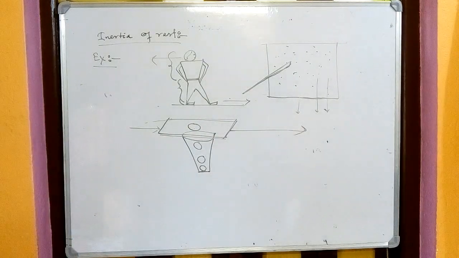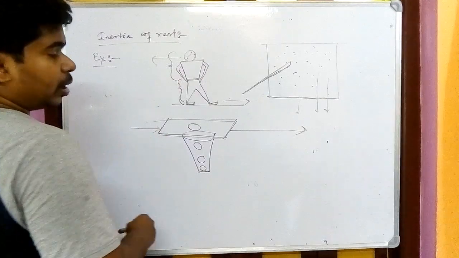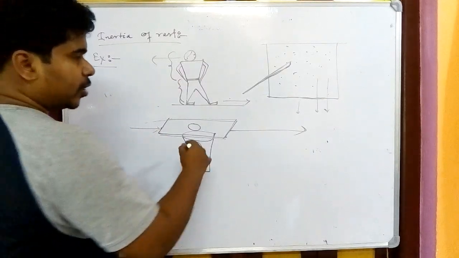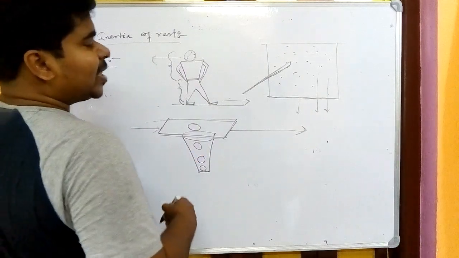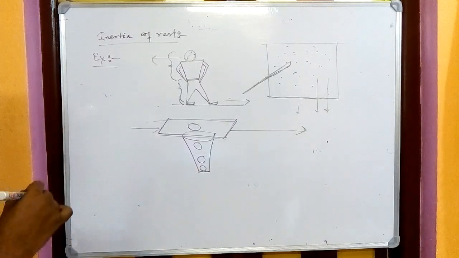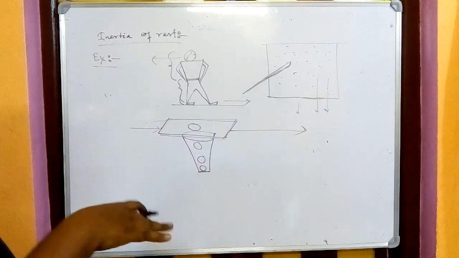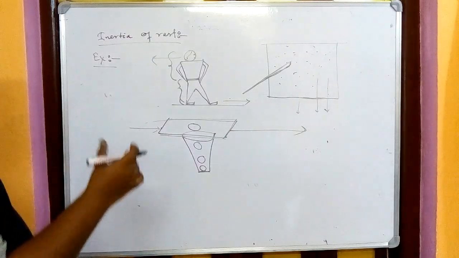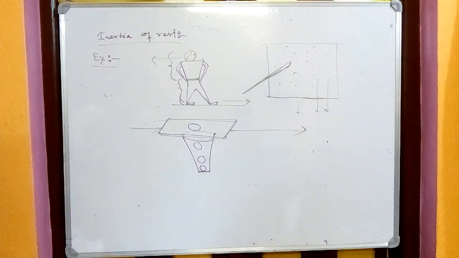What generally do we think will happen? We think that when the postcard goes, along with the postcard the coin will also go, but it does not happen. Because as you apply force, the postcard gets motion, and that's why it moves, but the coin is in a state of rest, so it just tries to stay in the state of rest, and that's why it comes downward. These are examples of inertia of rest. Many more examples are there in your book. Go through it, I think you will be able to understand.